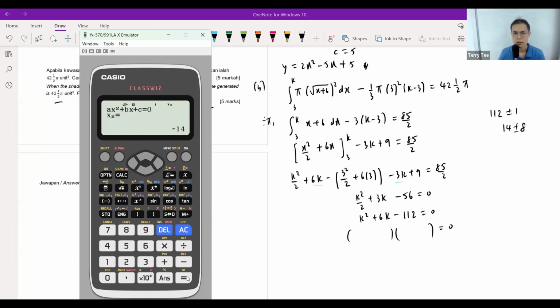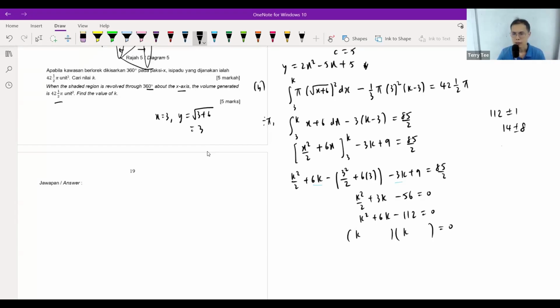So your answer is 8 and 14. So I know it's 14 and 8. Right? Show your working. This is 8 and 14. In order to get positive 6, the bigger one, 14, is positive. 8 is negative. So k cannot be negative 14. K must be 8. How come?